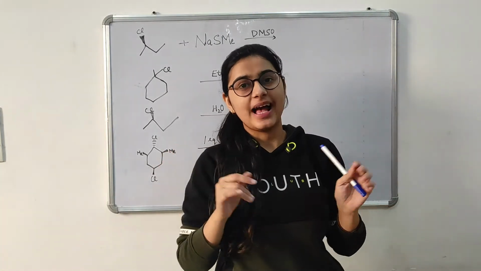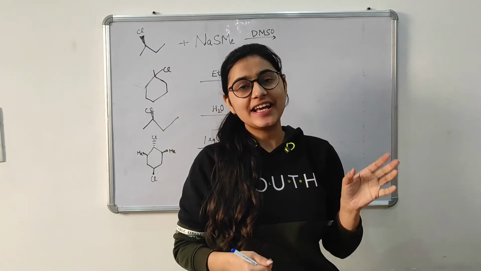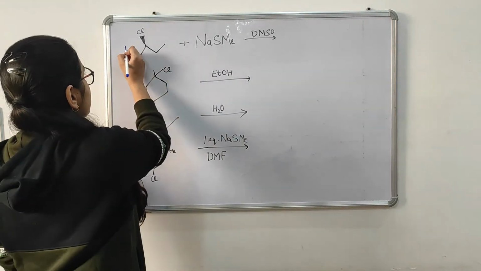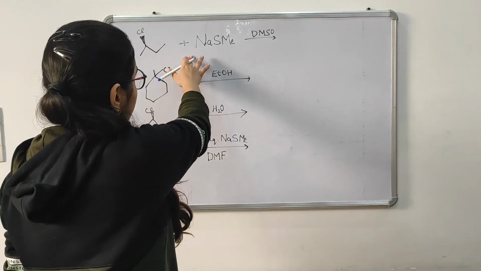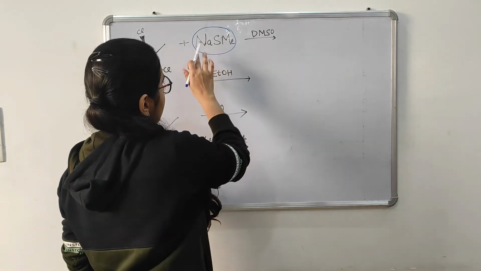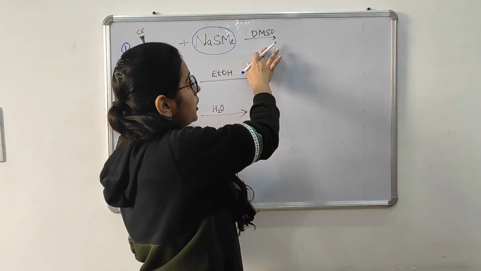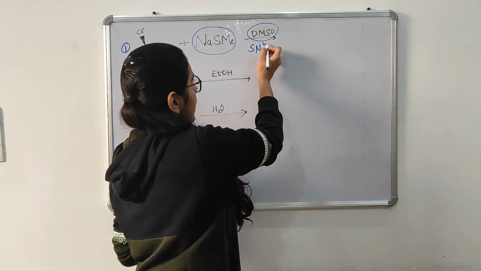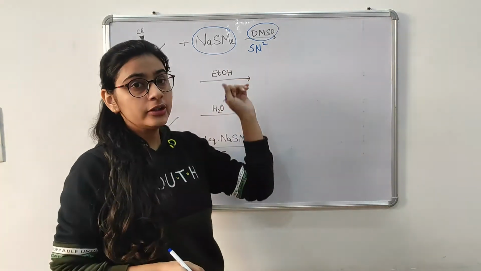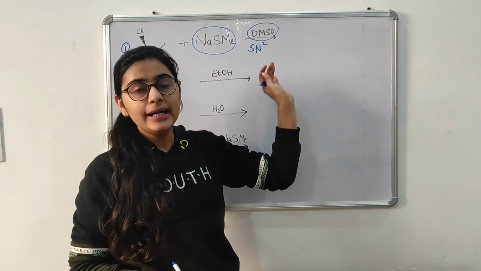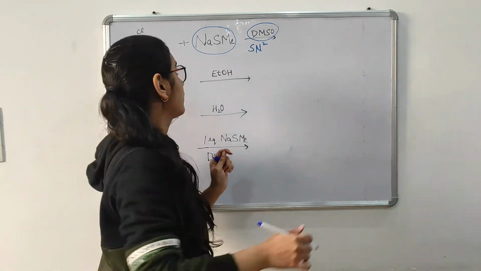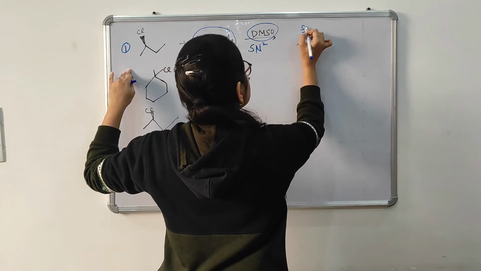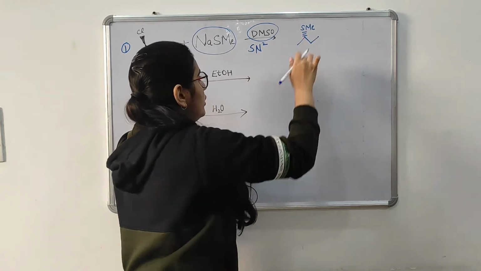So here are some examples which will help us to understand SN1 and SN2 reactions better. So in our first example we have the nucleophile NaSMe and a polar aprotic solvent DMSO. So this will be our SN2 reaction, because for SN2 reaction we should have a nucleophile and our solvent should be polar aprotic. So here inversion of the configuration will take place and SMe will get attached over here.